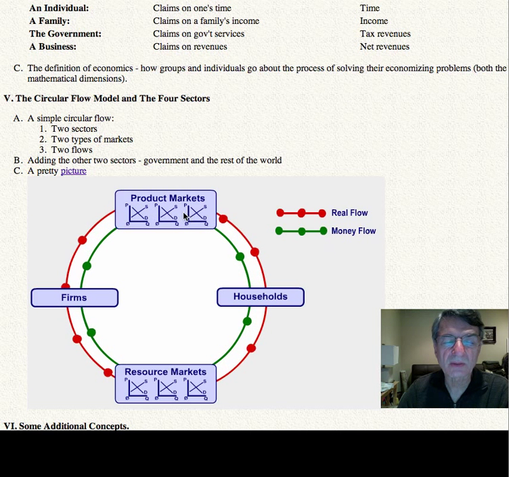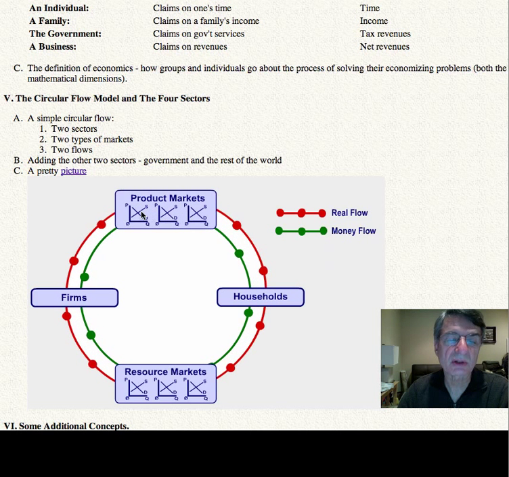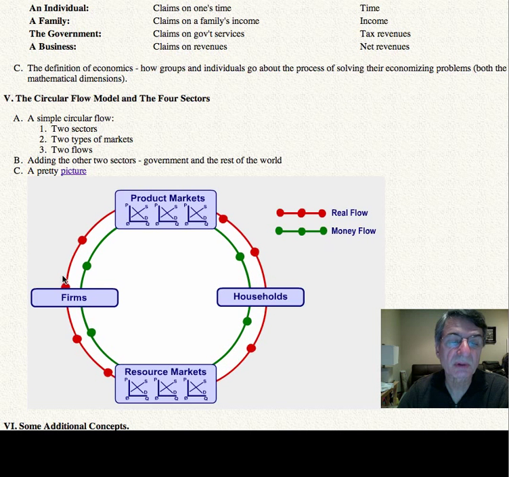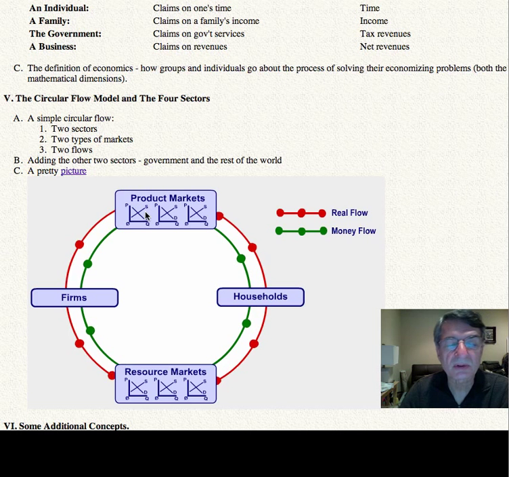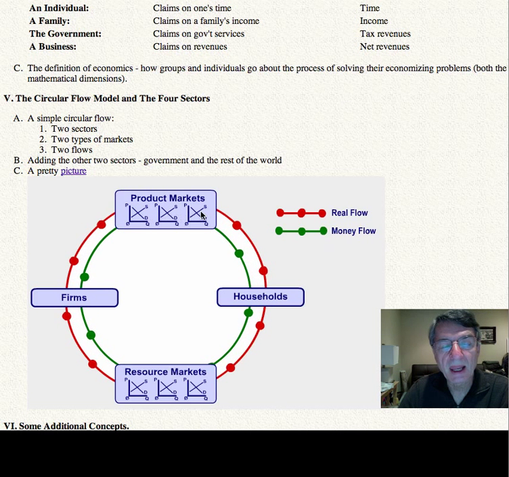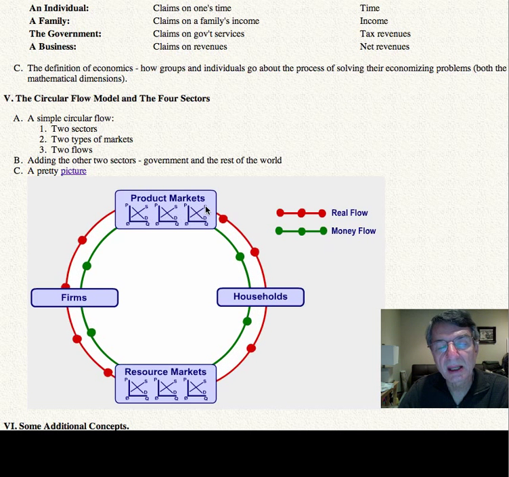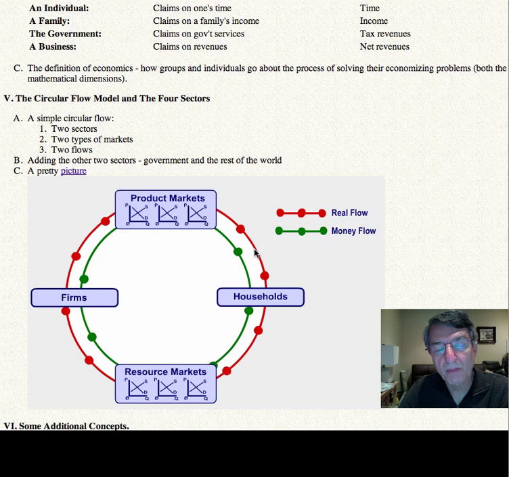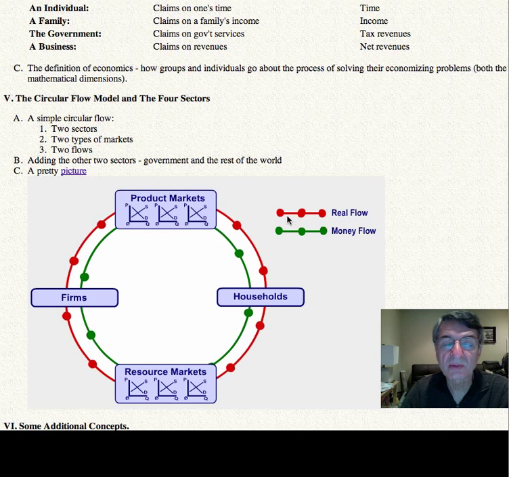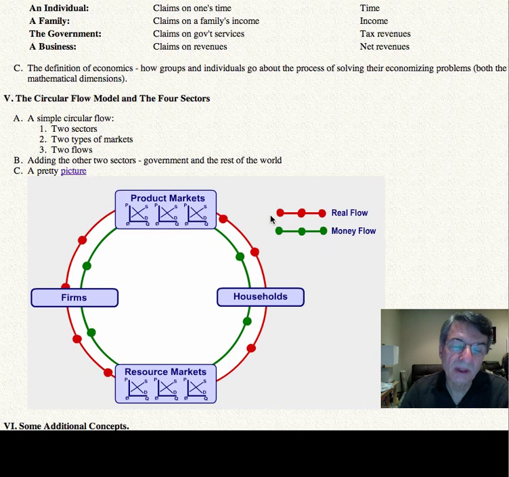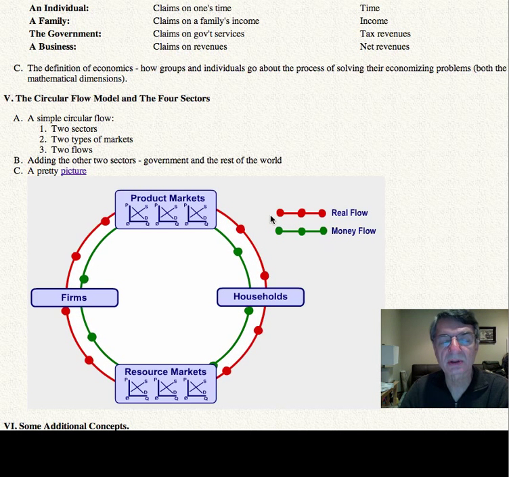These are the markets where finished goods and services are sold, and they tell producers what to produce more of. If the price is high, it tells producers to produce more; if the price is low, it tells producers what to produce less of. And these products then are purchased by households and taken back to the households and consumed. So this is the red flow. It's the real flow because it's the flow of real things, real resources and real produced goods and services.